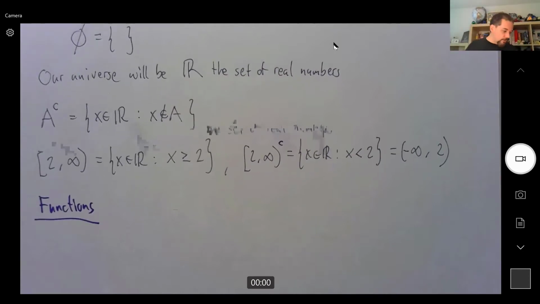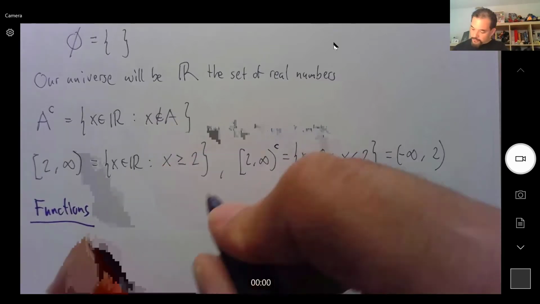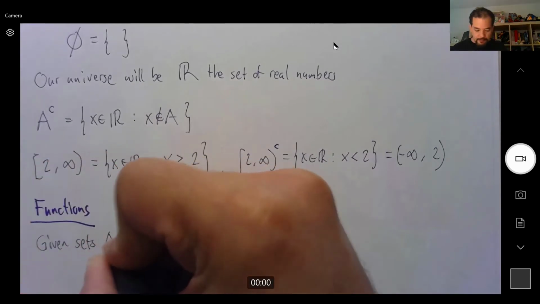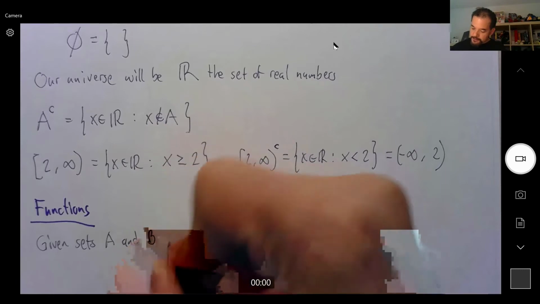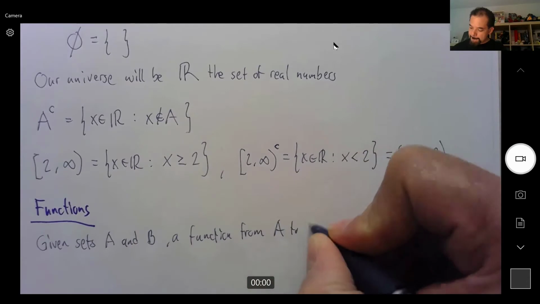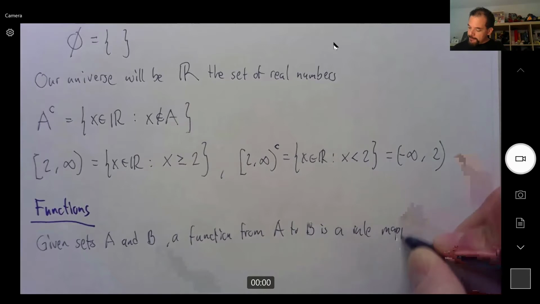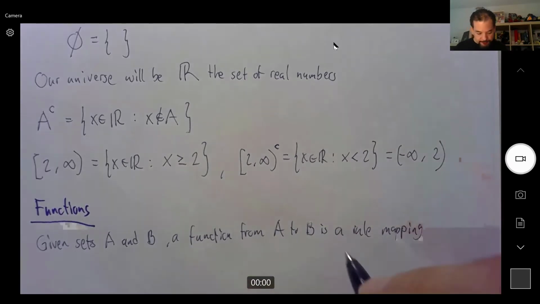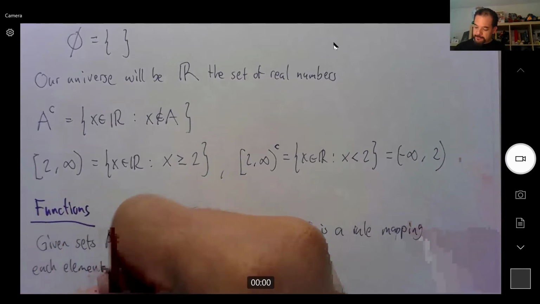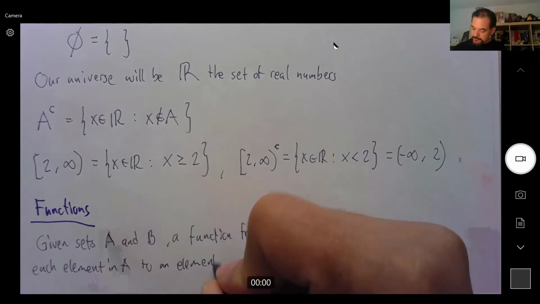Next, function. So what is a function? I will just write down here what our definition is. So given sets A and B, a function from A to B is a rule mapping each element in A to an element in B.